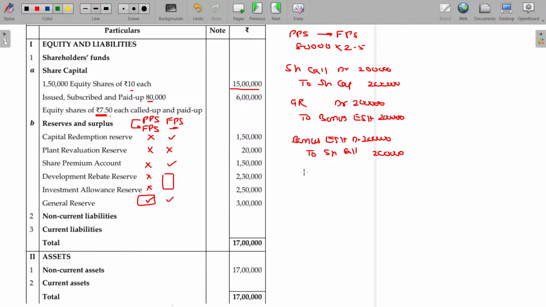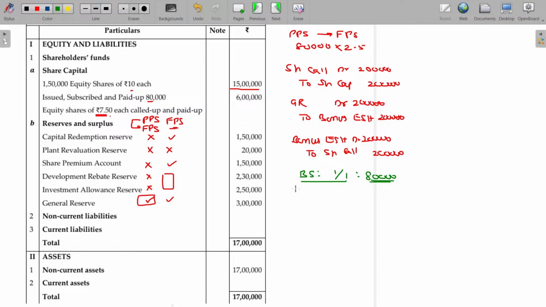Now, bonus share issued. For how many? 1 share for every 2 shares. How many shares are there? 80,000. So for 80,000, how many bonus shares are going to be issued? 40,000 bonus shares are going to be issued. We are supposed to issue the bonus shares. Clear?